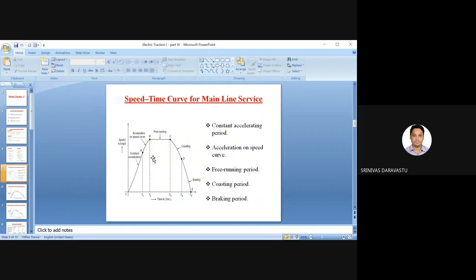During the constant acceleration period, the traction motors accelerate from rest, and the current taken by the motors and the tractive effort are practically constant. What is the tractive effort comes next.